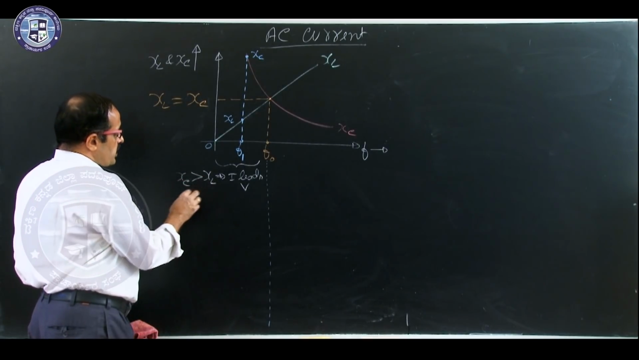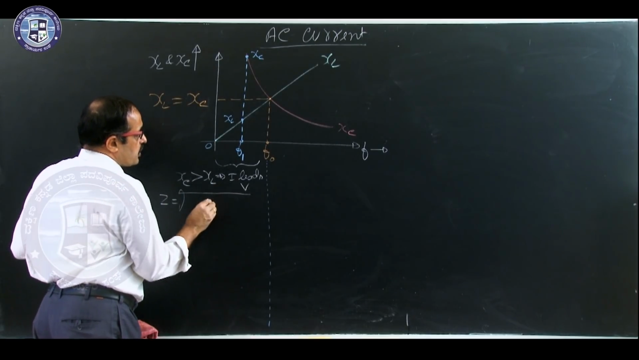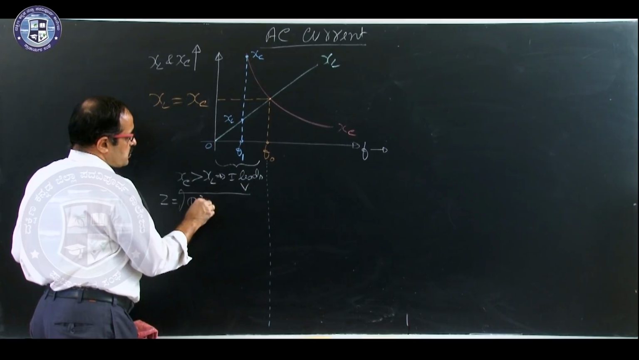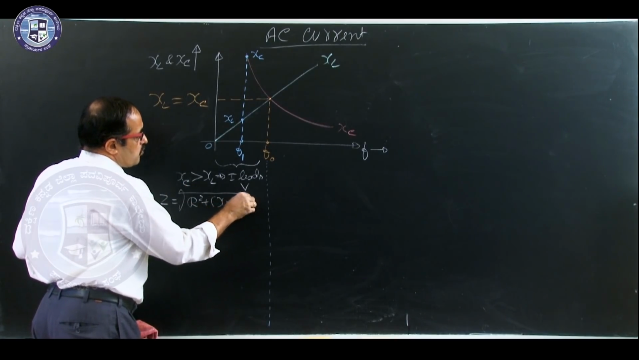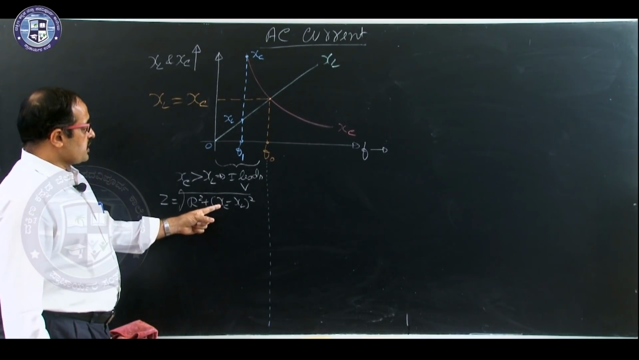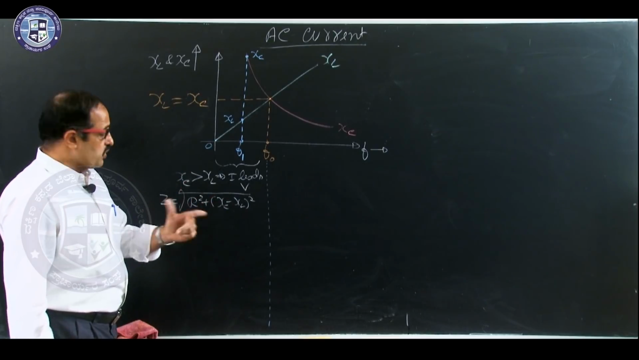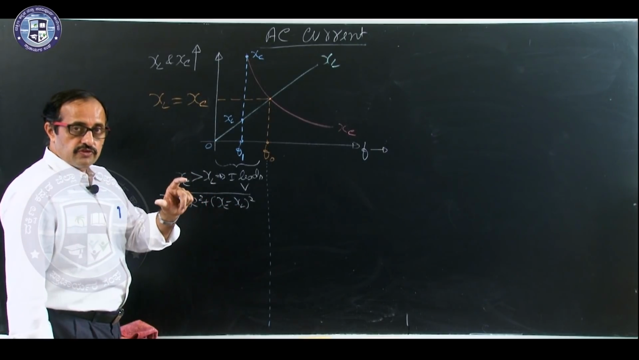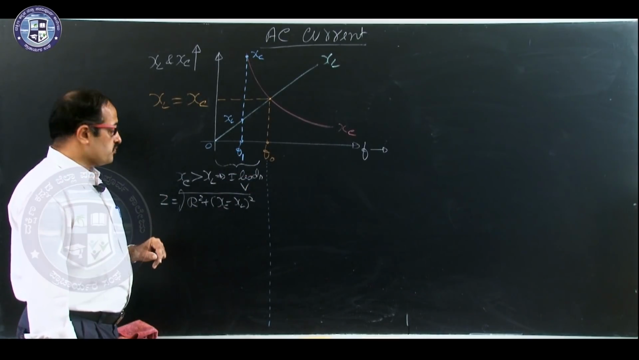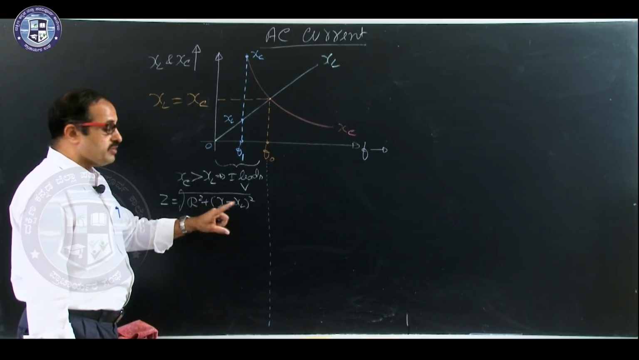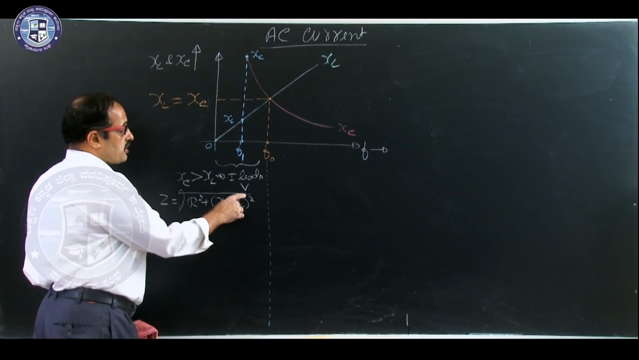What is the equation for impedance? We can write the equation for impedance like this: Z is equal to the square root of R square plus XC minus XL whole square. Capacitive reactance minus inductive reactance whole square. You can write XL minus XC because the difference is always there and its square is always positive. So writing XL minus XC here is not wrong, the answer will come. But it is better to write XC minus XL whole square.